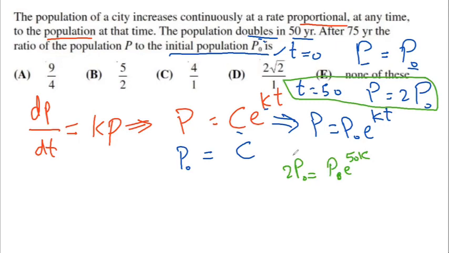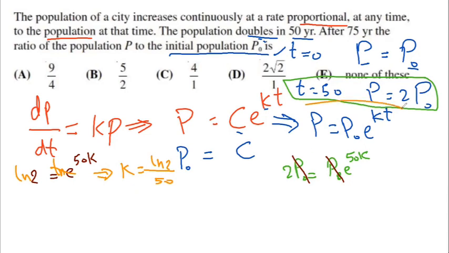Here you notice that p naught cancels from both sides, and you're interested in k, so you have 2 equals e power 50k. Again, what we do here, we take ln of both sides, so ln cancels e, so we know that 50k equals ln 2 and k equals ln 2 over 50.